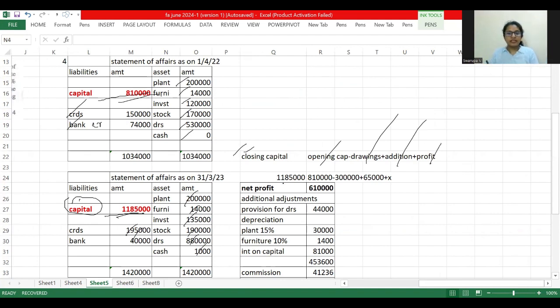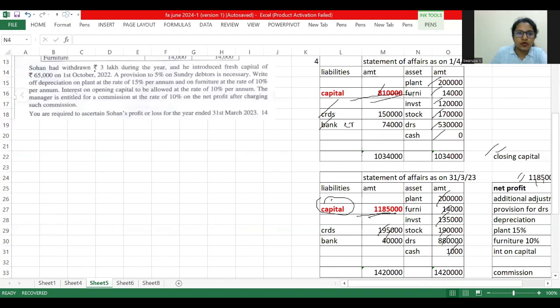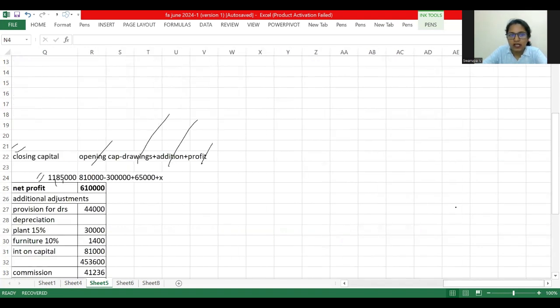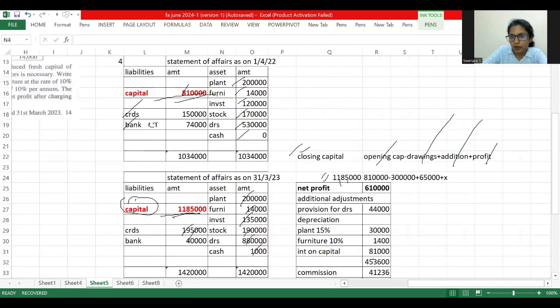So this 11,85,000 is 8,10,000 minus... Sohan has drawn 3 lakh during the year, introduced 65,000 as additional capital. So it is 8,10,000 minus 3 lakh plus 65,000 plus profit. Then the net balancing figure is 11,85,000. So if we just solve this formula, we will get the net profit to be 6,10,000.